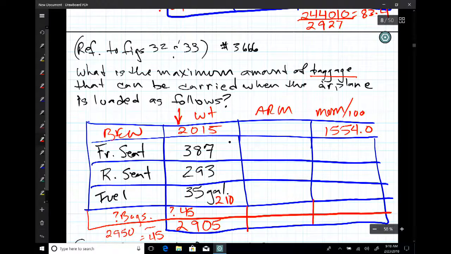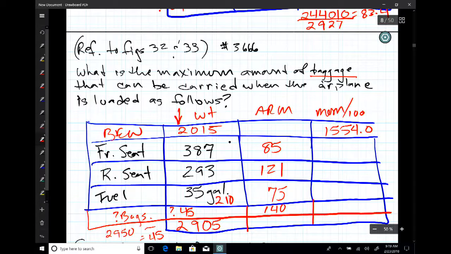So let's try 45 pounds first. In order to do this, now that we know what kind of weight we're working with, we need to figure out the balance. So what we're going to do is our multiplication. 387 times what's the arm of the front seat? 85. What's the arm of the rear seat? 121. What's the arm of the fuel in the main tanks? 75. What's the arm of the baggage? The arm of the baggage, remember, if you go back over there and look, it's 140.